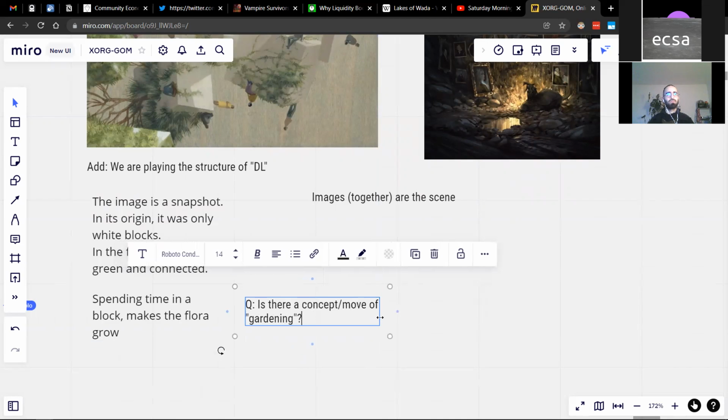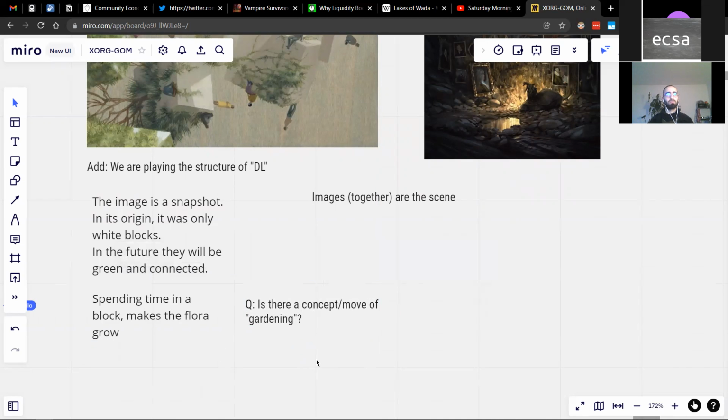Whenever you take some starting point or starting basis, which is kind of what we're doing here also, since we're on a white block, once you start a process on it, it starts to grow almost unavoidably. So is there a concept or move of gardening? It doesn't have to be called gardening, but it means that you tend to the growth. You might trim it, you might take parts of it.